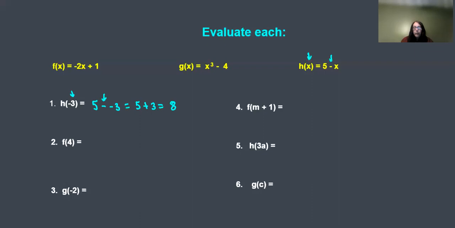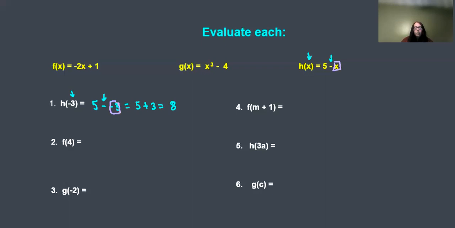But then you have to put -3 in for x. If it helps you, you can do this: put a box around the x, and you're replacing x with this. So if that helps you use boxes, use boxes.